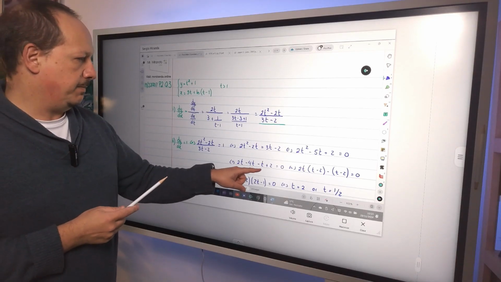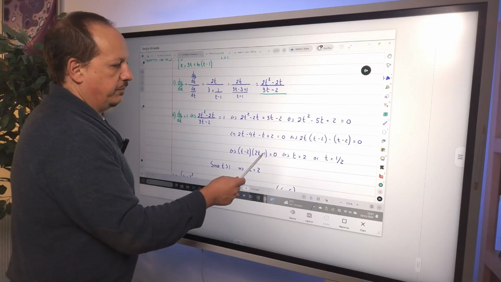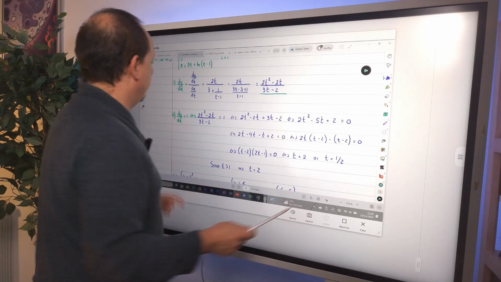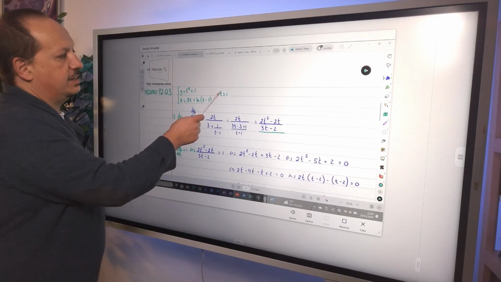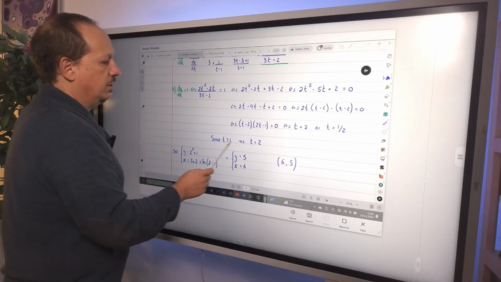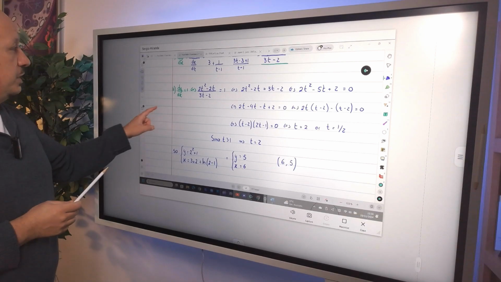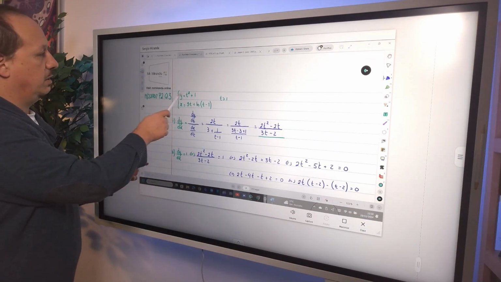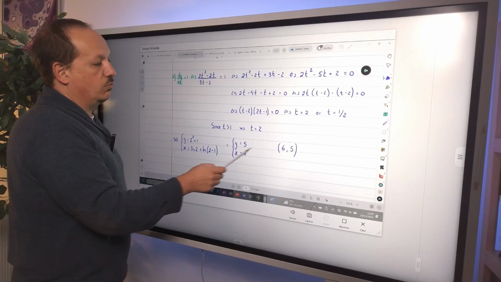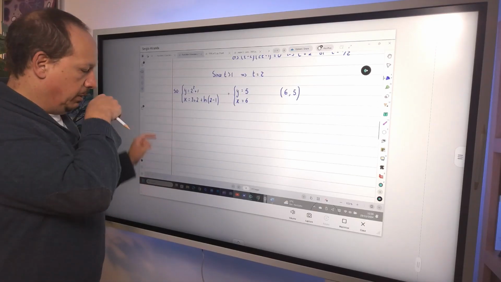I can factorize this quadratic, and I will get eventually the result t equals 2 or t equals 1 over 2. The question in the beginning said that t is bigger than 1, so this eliminates this answer. So the only answer is t equals 2. Now that I know the value of t, I just substitute it in the original equation, and I get the coordinates of x and y, thus the coordinates of the point.